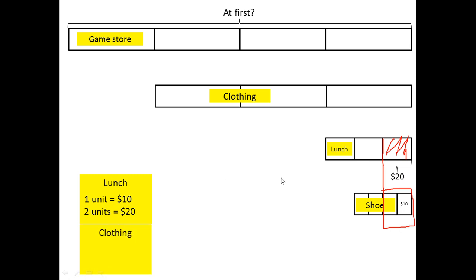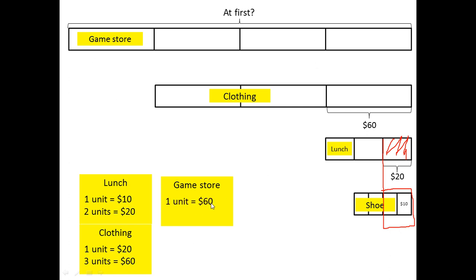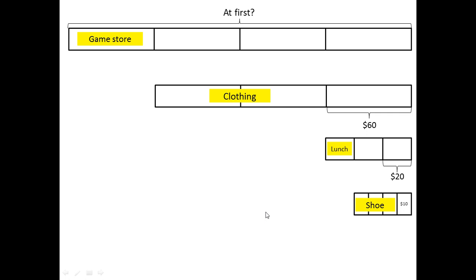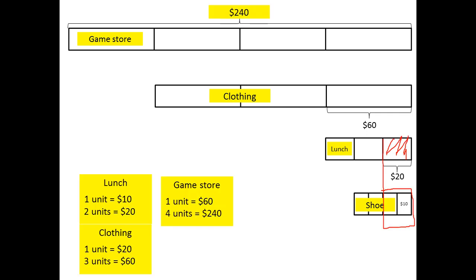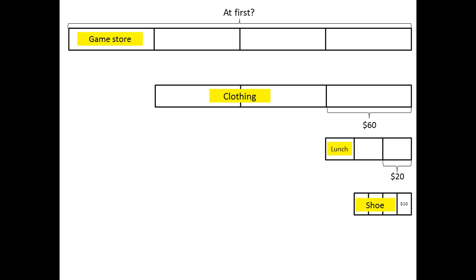And now we can realize that for 1 box for clothing, we need 3 boxes of lunch, right? So clothing is 60, and the game store is also 60, and for all is 240. Get it? So for all of this equals $240. But that is the model. And we believe that in competition we do not have very much time for drawing the model.